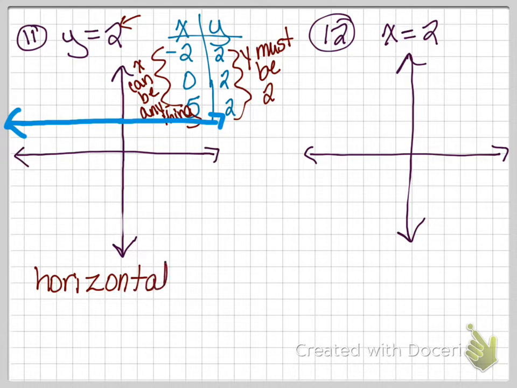And just for fun, my slope of a horizontal line is 0. Because this just means I'm staying the same.